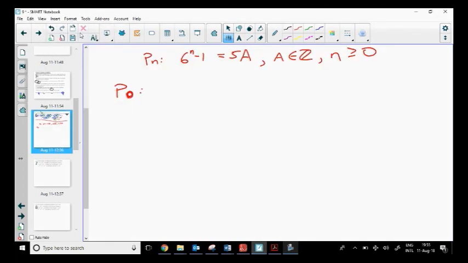Okay, so now let's do this one with induction. I've started off by rewriting the original sentence, instead of in words, by just using mathematical notation here. So this is my proposition: p sub n states that 6 to the power of n minus 1 should be equal to 5 times a, where a is going to be some integer. So that's just a mathematical way of saying that it's divisible by 5.